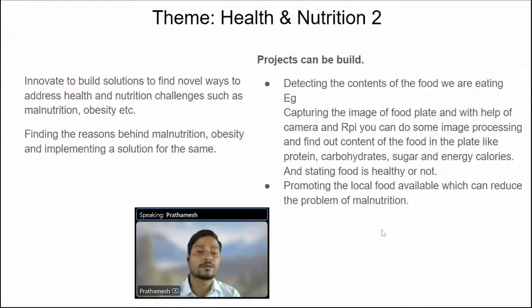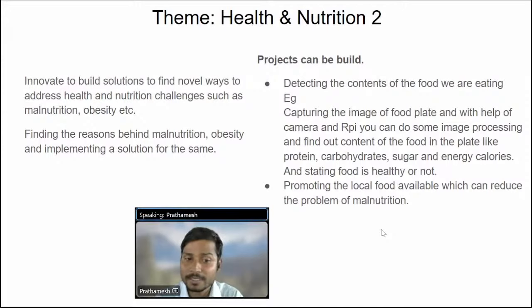And can you find out the amount of protein, carbohydrate, sugar, and energy available there, and state whether the food is healthy or not? If they are not having this amount of protein, this amount of carbohydrate, or if they are having more sugar, can your system tell that this food is not healthy or this food is healthy? Can you build this project?